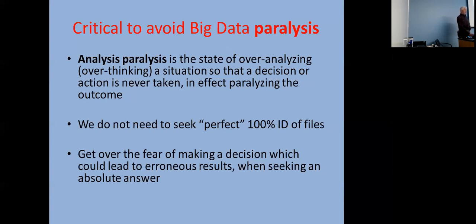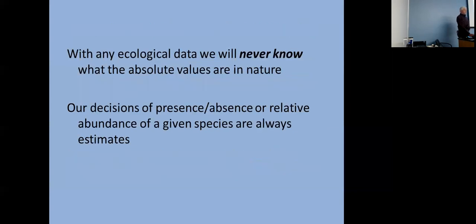It's important to realize you don't need 100% perfect ID on all your call files. Get over the fear of making a decision which could lead to an erroneous result when looking for an absolute answer. With any ecological data, we're never, ever going to know what absolute values are. Decisions on presence, absence, relative abundance, wherever we're working, doesn't matter what critter you're working on, it's always going to be an estimate.